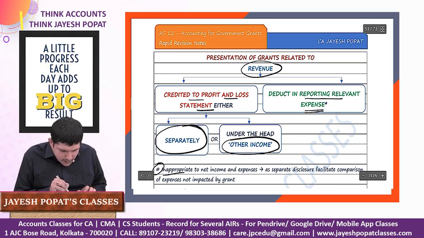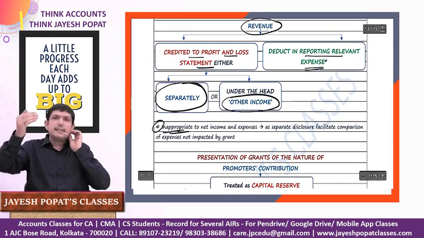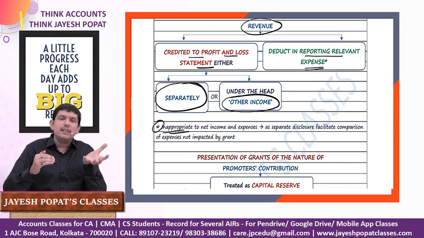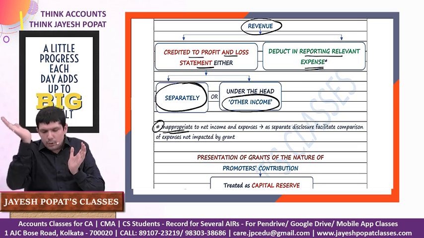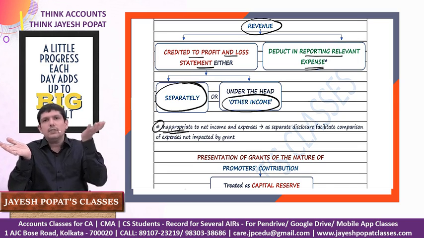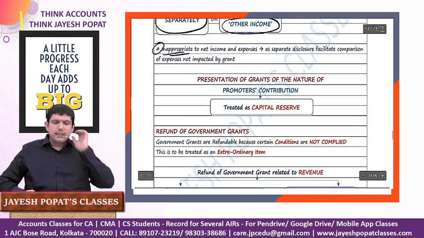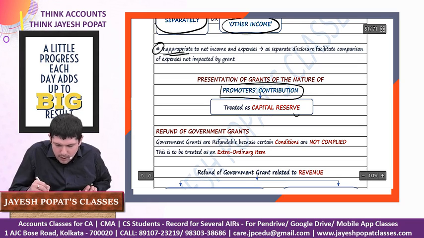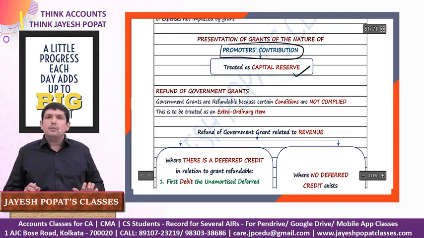But this approach is not considered appropriate because it will conceal the impact of two items. My salary expenses will be understated and the amount of grant which I have received will not be reflected in the financial statement. So it is better that you show your salary expense at full value and on the credit side you show the amount of grant which has been received. Now presentation of government grant which is in the nature of promoter's contribution: this should be treated under the capital approach and it should be taken to the capital reserve.